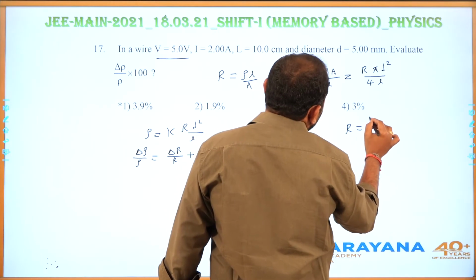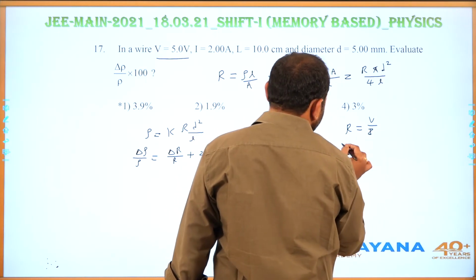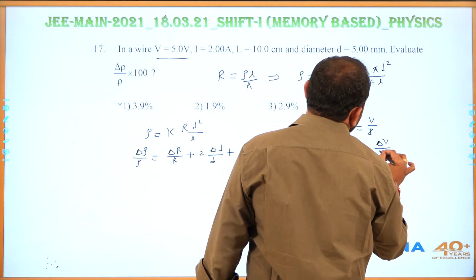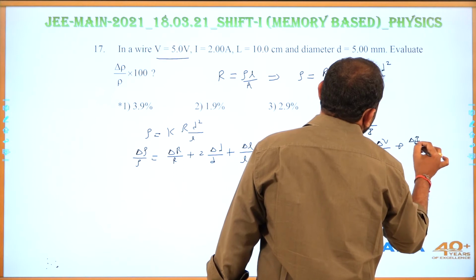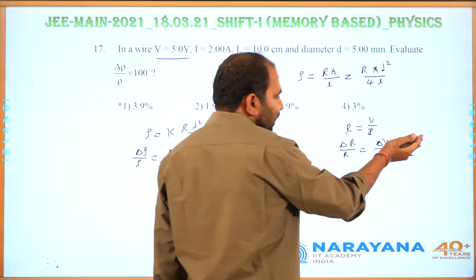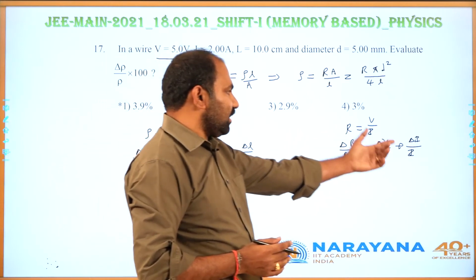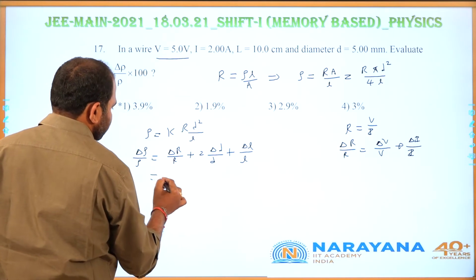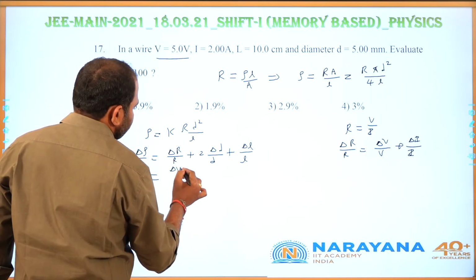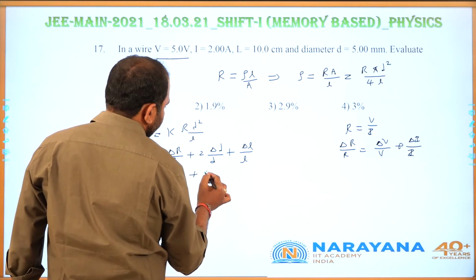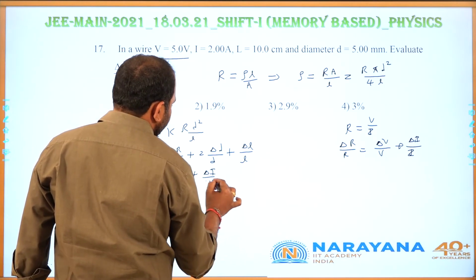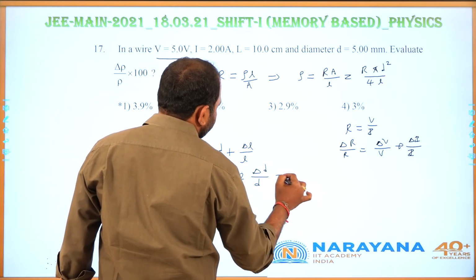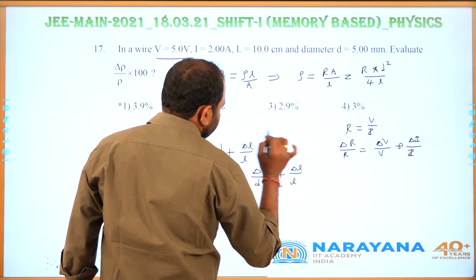Now again delta R by R. We know that R equal to V by I according to given information. So delta R by R can be written as delta V by V plus delta I by I. Here also V and I are measured independently. So let us rearrange this expression. Delta rho by rho can be written as delta V by V plus delta I by I plus 2 times of delta D by D plus delta L by L.